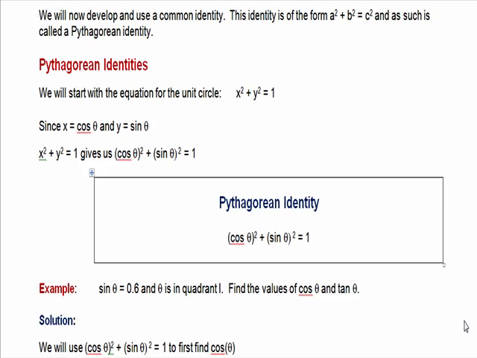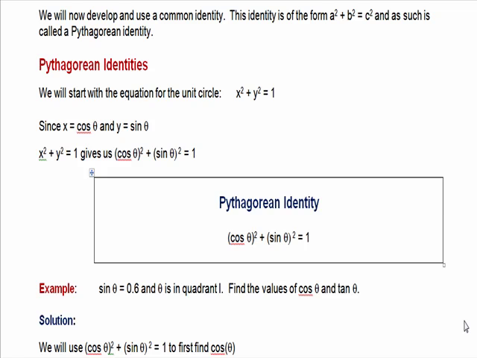We're now going to develop and use a common identity. This identity is in the form a squared plus b squared equals c squared, and as such, we actually call it a Pythagorean identity. So we'll actually have three of these, but we're just going to look at one right now. So we're going to start with the equation for the unit circle.